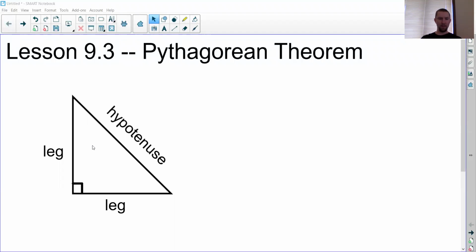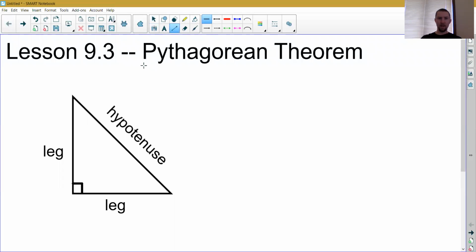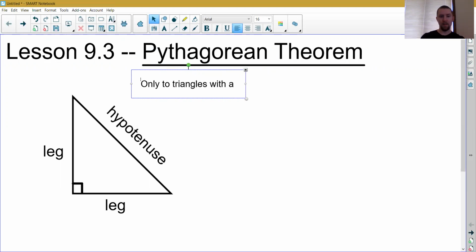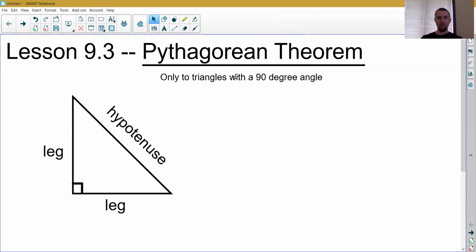But before we get into the Pythagorean theorem, just want to go over a little bit of vocabulary with you. The Pythagorean theorem is something that applies only to right triangles, okay? And by right triangles, we mean triangles with a 90-degree angle. That's always marked for us in the triangle with this little box in the corner. That tells me that angle there is 90 degrees.